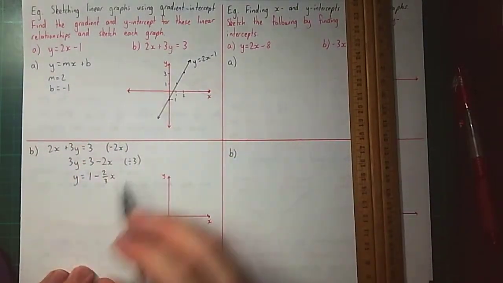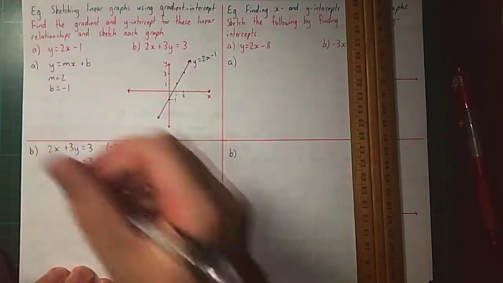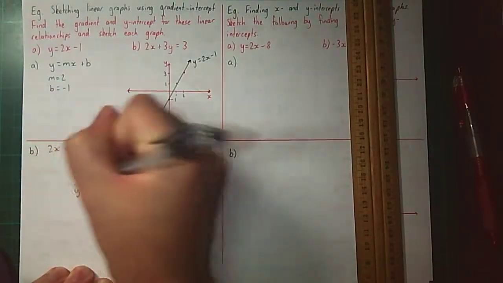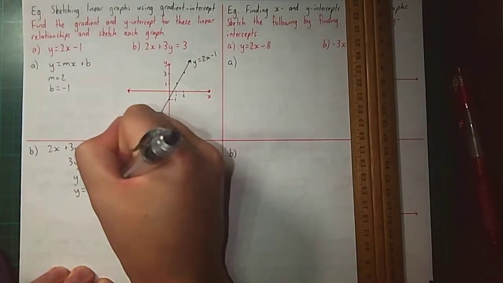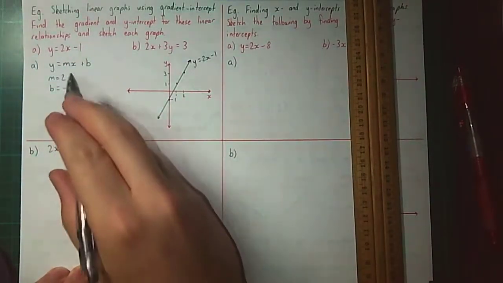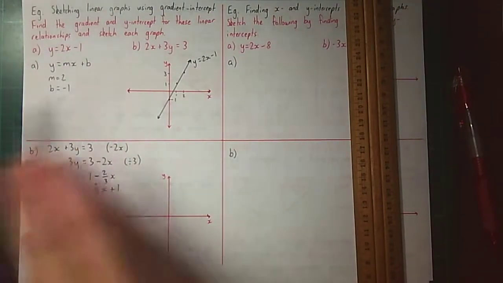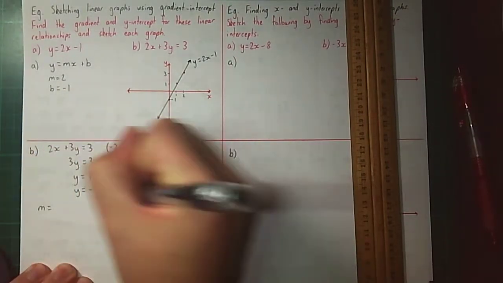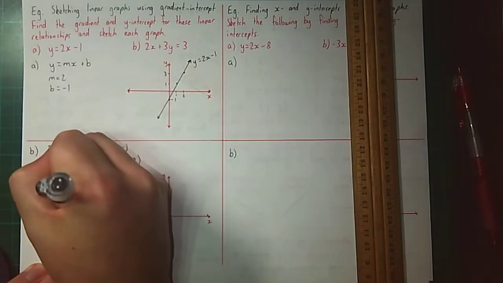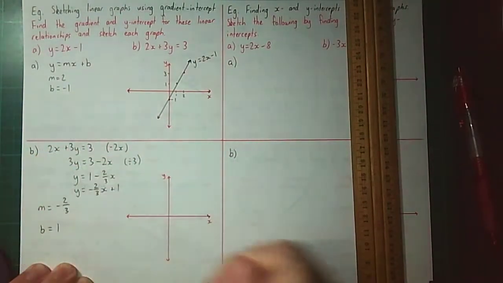Okay, so when we do that, I'm going to do a bit of rearranging again just to get it in that form. We're going to have y is equal to minus 2/3 x plus 1. The reason why is so it's in the form y equals mx plus b. Once we have that, we're going to label the gradient and y-intercept. So the gradient, which is our m, is minus 2/3. And our y-intercept is positive 1.